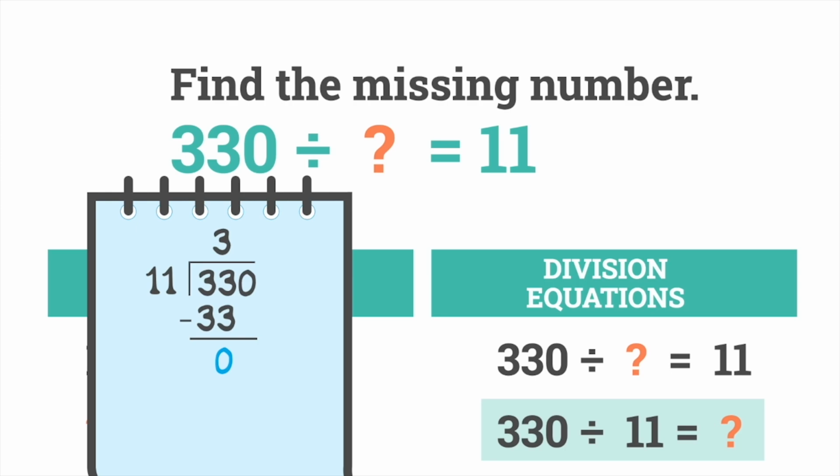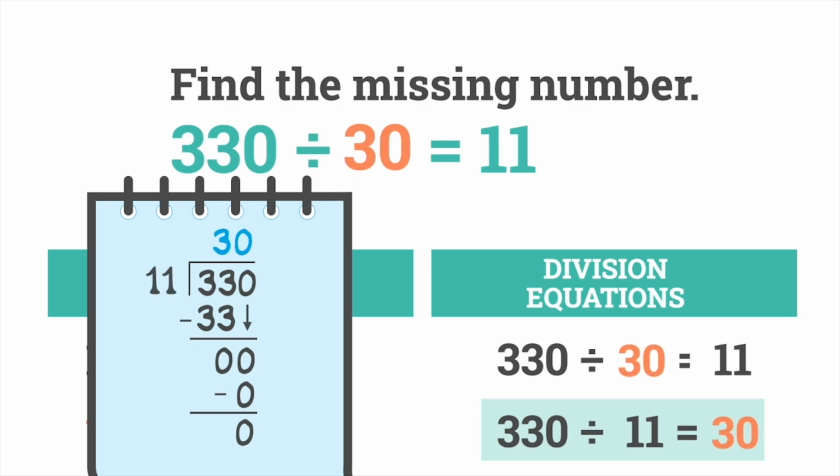But we aren't done here. We only have a 3 in the quotient, and we know that 3 times 11 does not give us 330. We still have to account for the ones place. We'll do that by bringing down our last number, which is also a 0. How many times does 11 go into 0? That's 0 times. So we'll write a 0 here in our answer. And 0 times 11 is 0, and 0 minus 0 is 0. There are no more digits to bring down, so we're done dividing. Since 330 divided by 11 is 30, our missing number is 30. And that means that 330 divided by 30 equals 11.